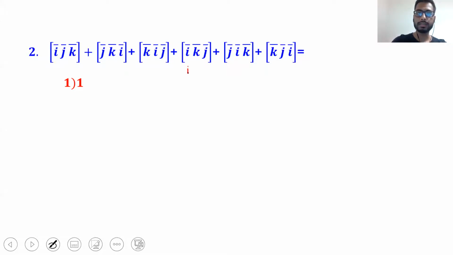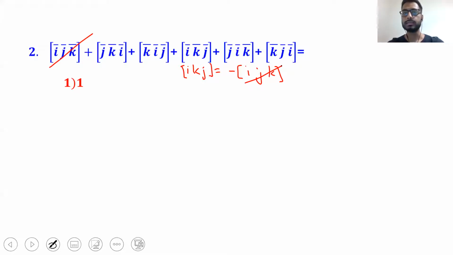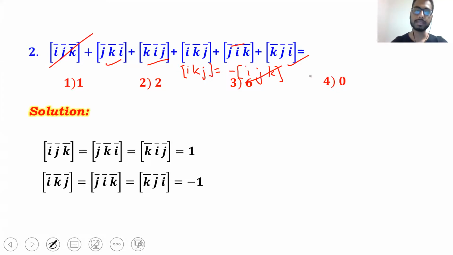So [i k j], this bracket can be written as minus of [i j k]. So value of this and this will get cancelled out. So if this is 1, value of this term is going to be minus of 1. Similarly, this term would be negative of this term. Therefore, they will cancel out. So I have 1 plus 1 plus 1, then minus 1 minus 1 minus 1, which gives my answer as 0.